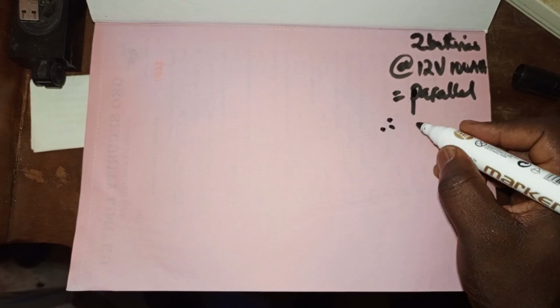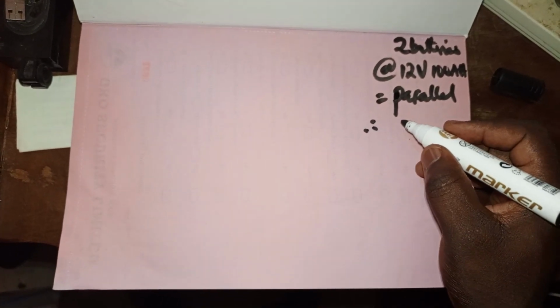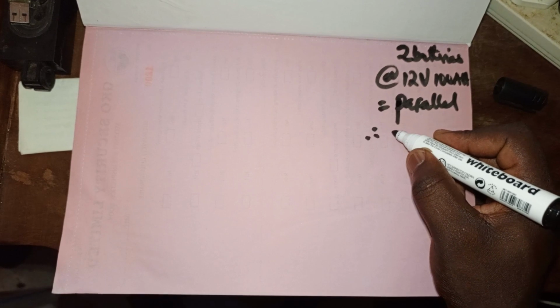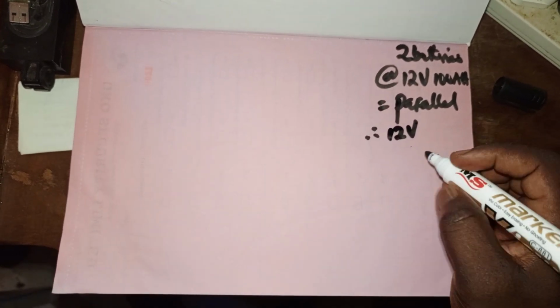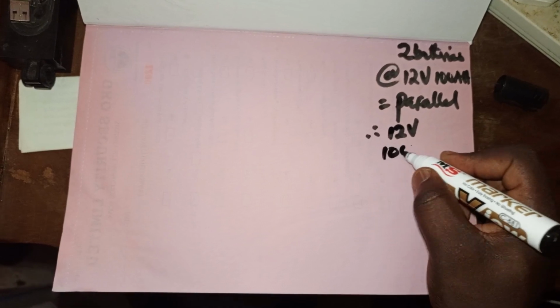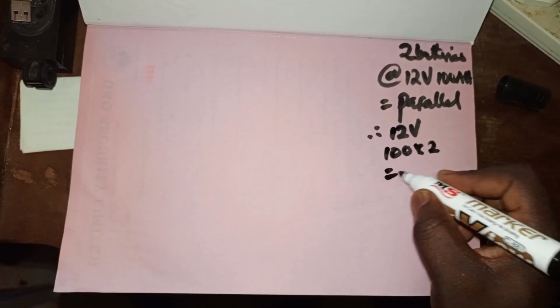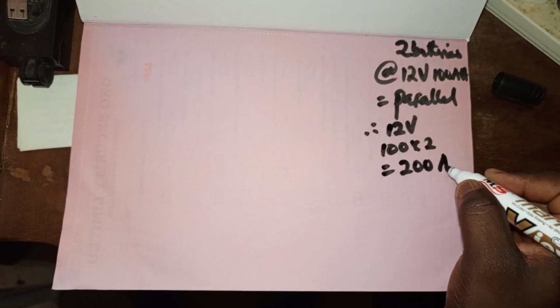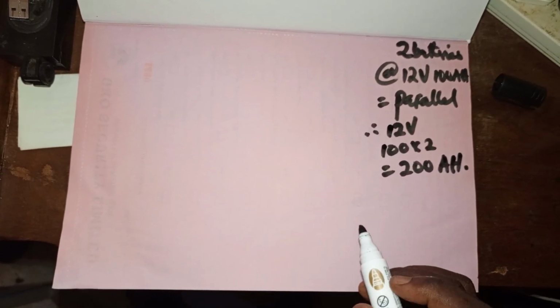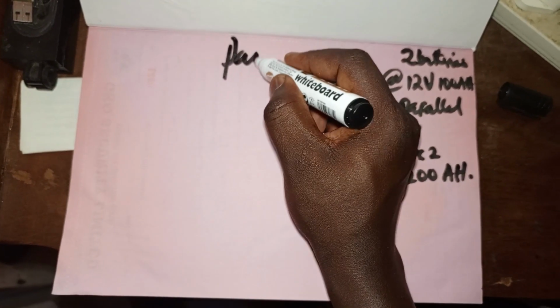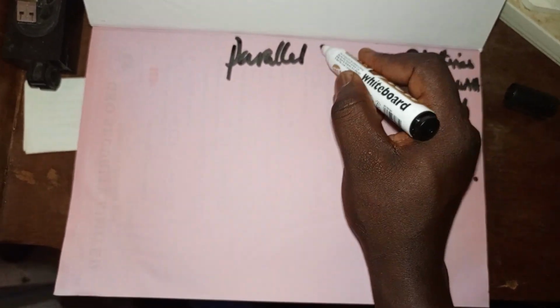That means the voltage will remain the same, which is 12 volts, but the current will increase. So the current will be 100 times 2, that is 200 amps hour. Okay, so that is for parallel connections.